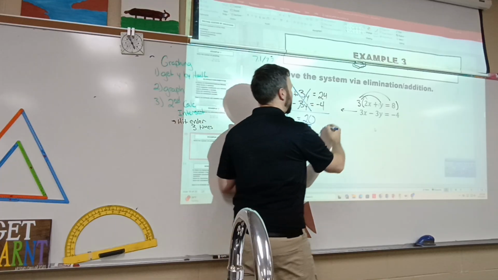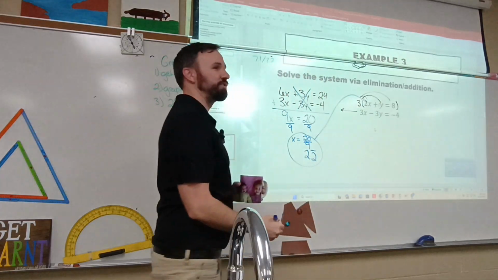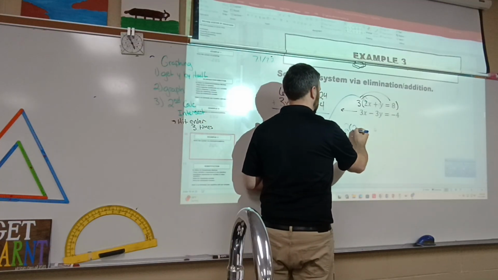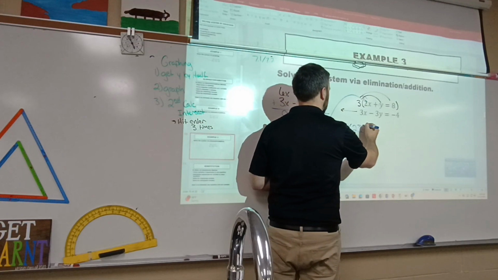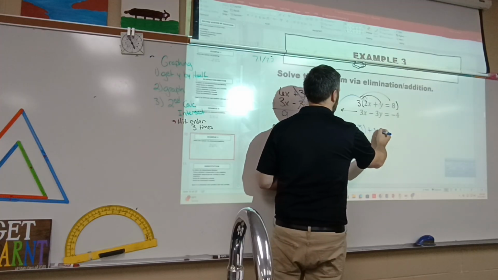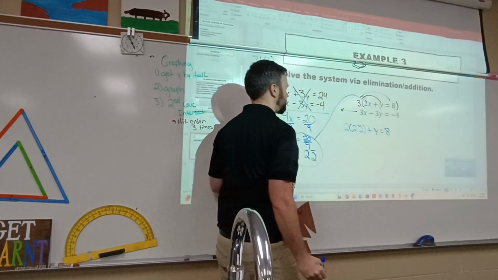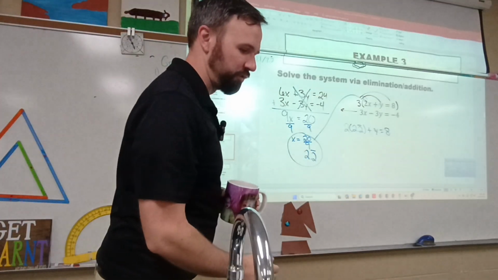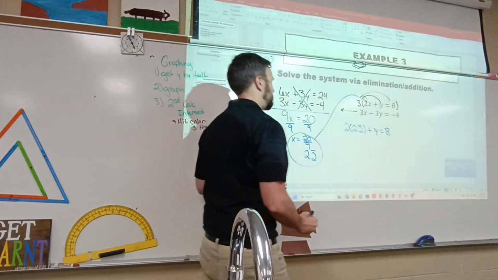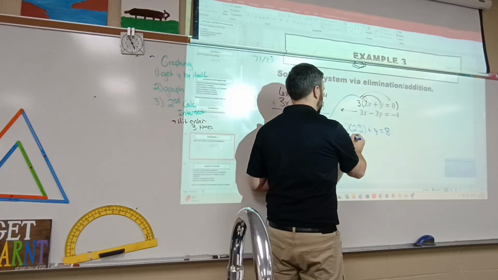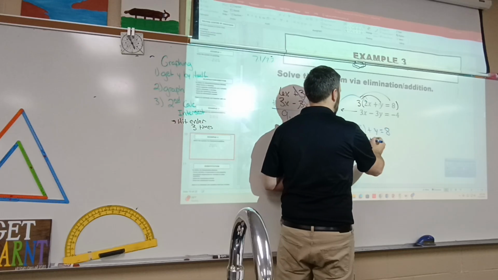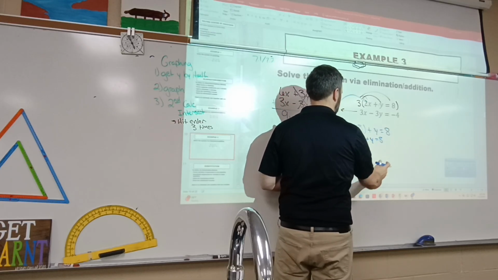I'm going to take it and plug it into one of the equations and solve for the other, right? So I'm going to do 2 times 2.2 repeating plus y equals 8, right? I'm avoiding the fractions. I could do this with fractions. It's not too bad. So it says 4.44444 plus y equals 8. Is that something we can solve?